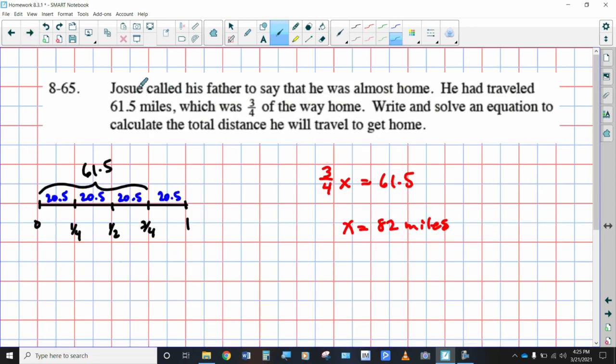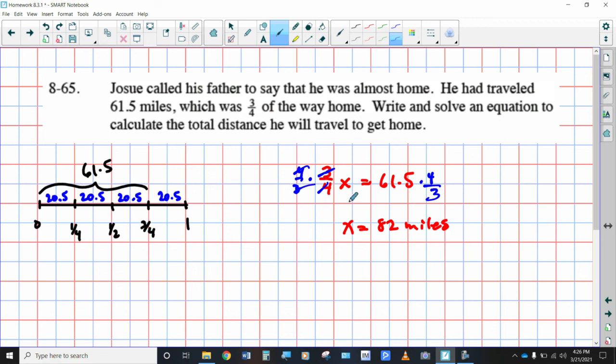All right, and then the last problem. Josue called his father to say that he was almost home. He had traveled 61.5 miles, which was 3/4 of the way home. Write and solve an equation to calculate the total distance he will travel to get home. All right, so that's 3/4 of the total is equal to 61.5. So if we want to solve this problem, we can just multiply each side times 4/3.